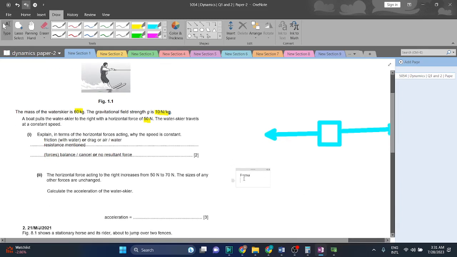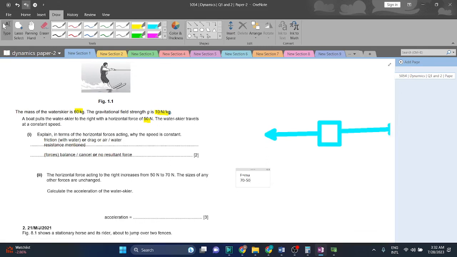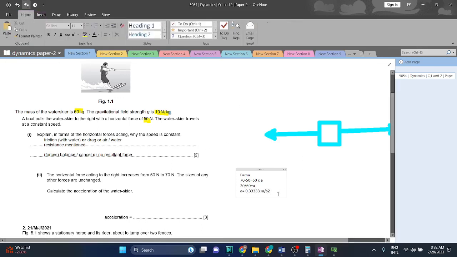F will be the resultant force. Forward force minus backward force. Forward force is 70, minus backward force, which has stayed the same, 50, is equal to mass times acceleration. Mass is 60 times acceleration. We have to find that out. So this will leave us with 20 divided by 60 equals a. So a will be equal to 0.3333 meters per second squared. So this is the answer.